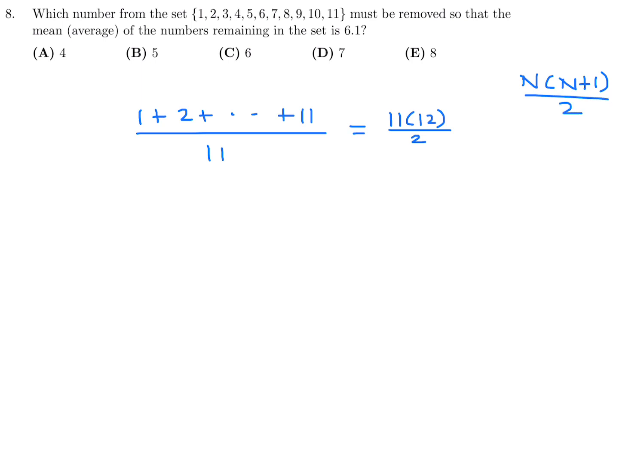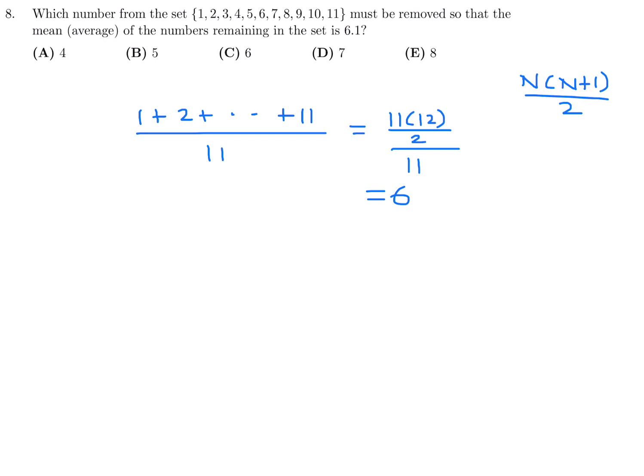That's the sum of the consecutive numbers from 1 to n. All divided by 11, and this is 6. So the average of these numbers is 6. What they're saying is that you have to take out one number, take the average of the remaining numbers, and that average will be 6.1.